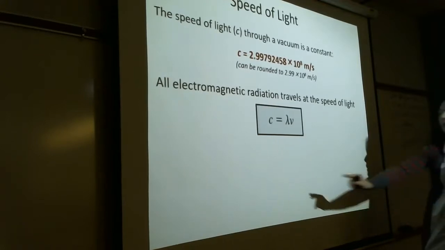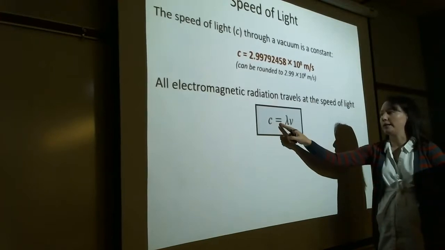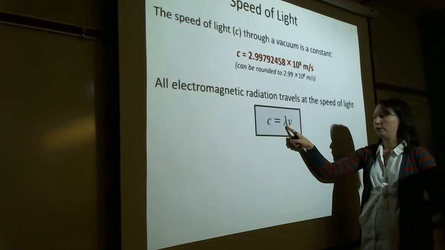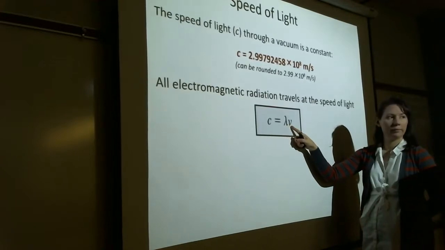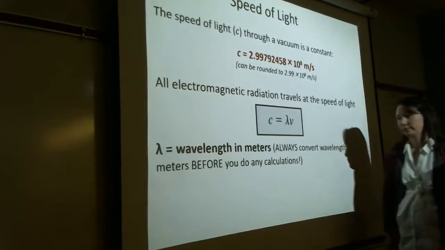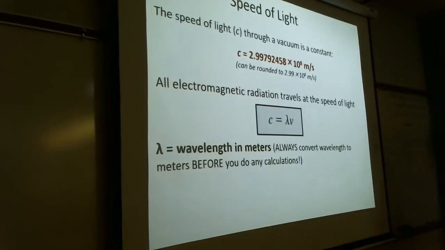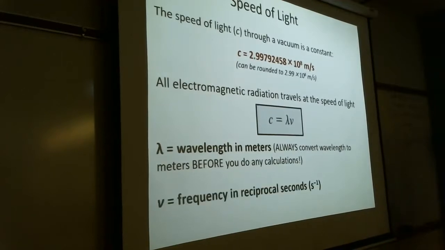The relationship here is speed of light is equal to, what does this stand for? Wavelength, and what's this? Frequency, right. Now the wavelength needs to be in meters, so make sure that it is in meters. So for instance, if I give you a wavelength in nanometers or picometers, make sure you convert it to meters. And frequency is in hertz or reciprocal seconds, right?